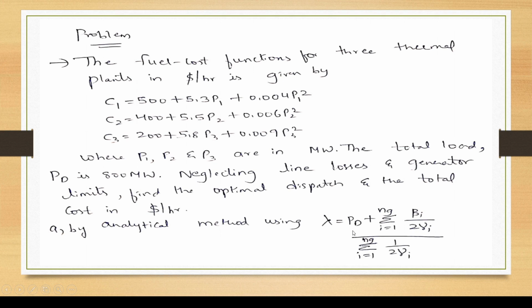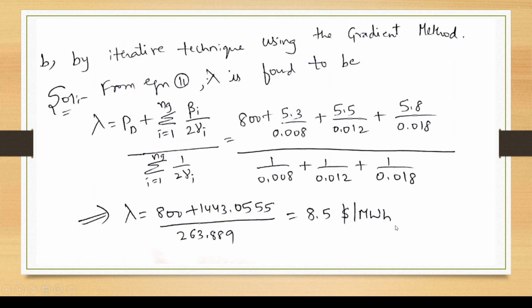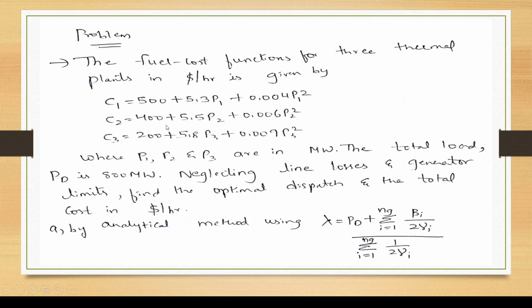So substitute the value of PD as 800 plus summation i equal to 1 to, how many are there here? Three thermal plants are there, 1, 2, 3. So summation i equal to 1, 2, 3 of beta i by 2 gamma i, that is beta 1 by 2 gamma 1 plus beta 2 by 2 gamma 2 plus beta 3 by 2 gamma 3.